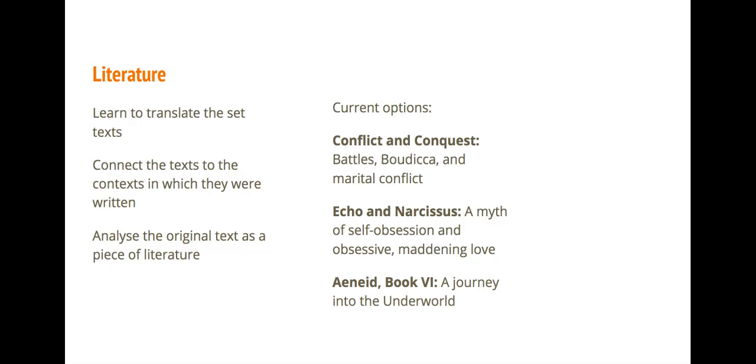Last but not least, we've got the choice of the Aeneid. Now, the Aeneid is essentially a Roman epic along the same lines as the Greek Iliad or Odyssey. But in book 6 of the Aeneid, which is where the extracts that we would look at come from, it's a journey into the underworld.